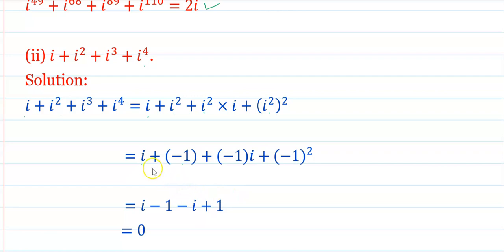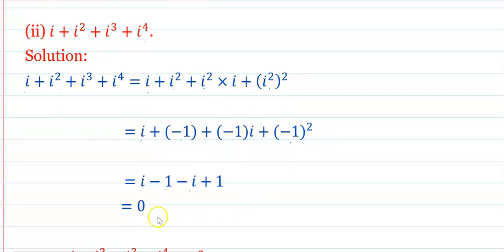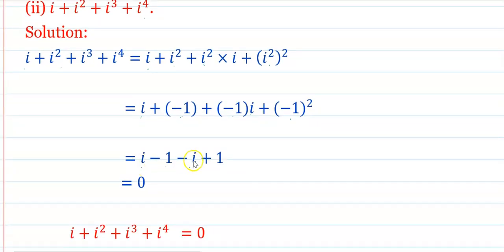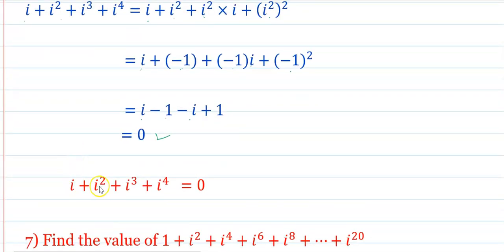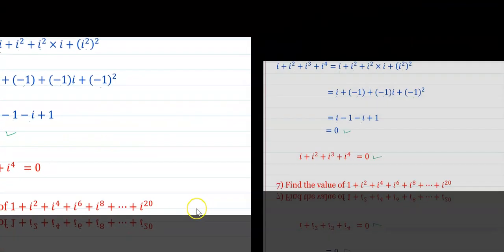Next, this is i, minus 1, minus 1 into i is minus i. (-1)² means what? You are getting plus 1. Next, plus i minus i get cancelled and minus 1 plus 1 get cancelled. Overall, you are getting 0, and hence the value of i + i² + i^3 + i^4 is 0.